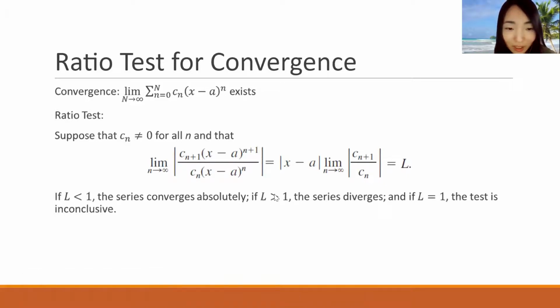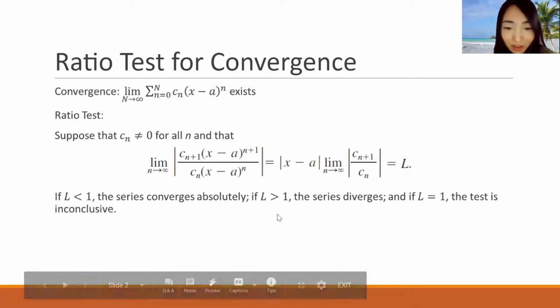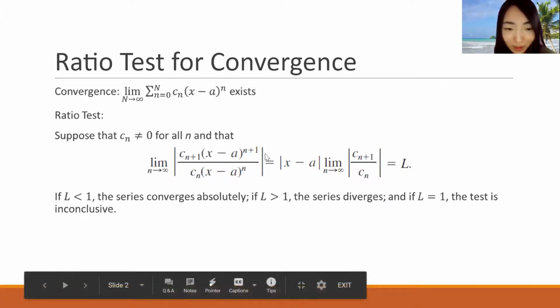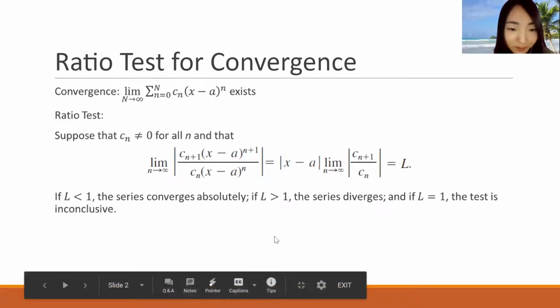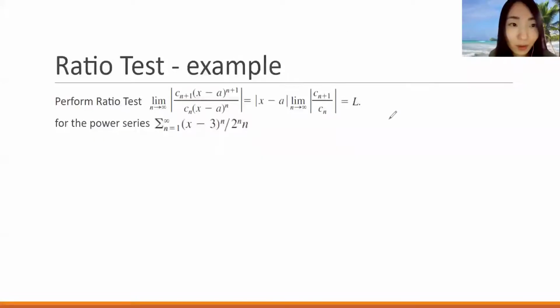If, on the contrary, L is bigger than 1, that means the next term compared to your current term is going to be bigger. Then, of course, when you are adding the bigger terms and you sum this up, the series will diverge. And if it's equal to 1, then we have to do further tests on the boundary point to see whether it converges or not. Let's see an example. How do we actually perform the ratio test?